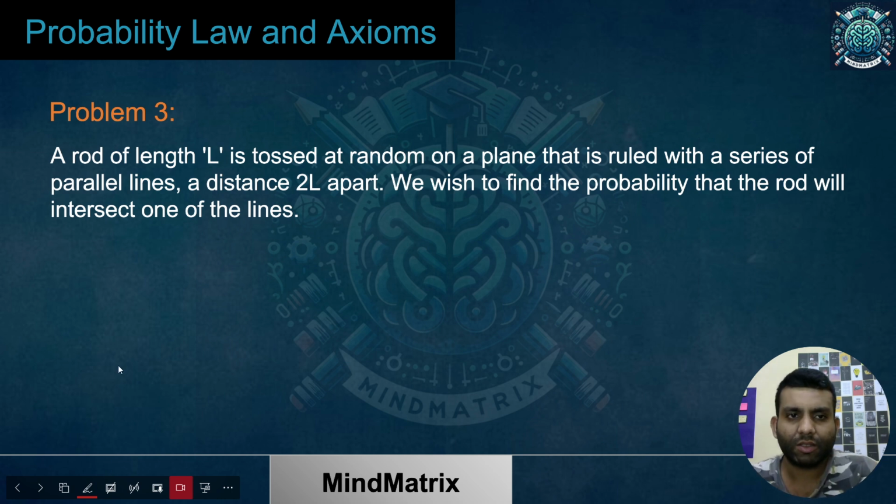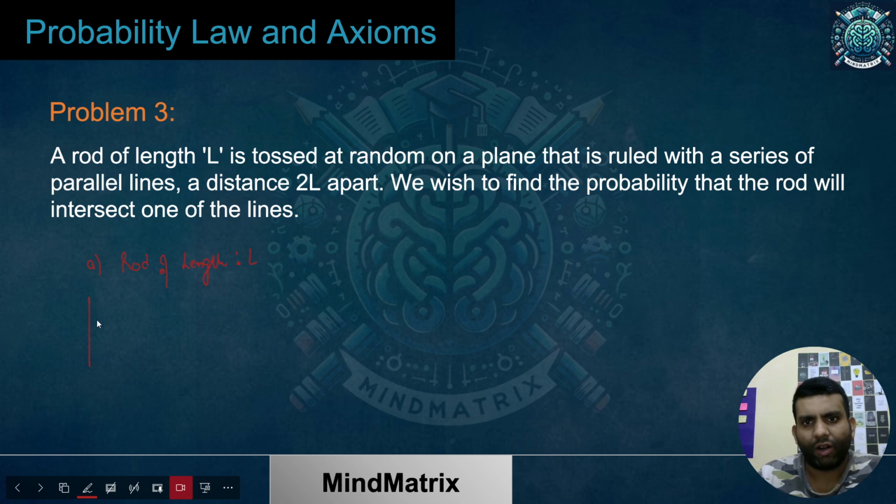The question says, a rod of length L is tossed at random on a plane that is ruled with a series of parallel lines at a distance 2L apart. Here is the thing. Let's write the information first. The first information is we have a rod of length L. That is important. The second thing is we are having a kind of table.